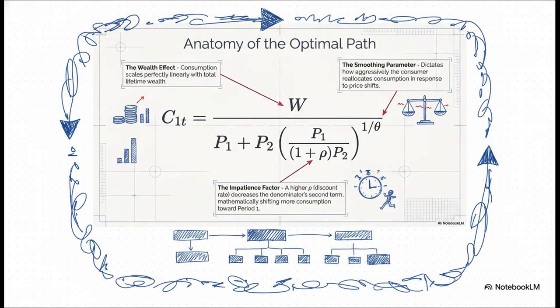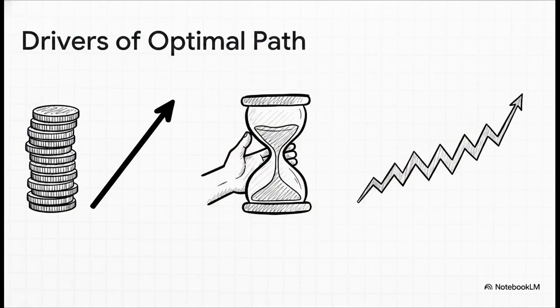Now, what's genuinely fascinating here is how this heavy algebra breaks down into 3 deeply human forces determining our optimal path. It's essentially a perfect map of human behavior translated into math. Let's actually pause for a second to really digest the psychology hidden in these variables. We have 3 main drivers. First, the wealth effect. Wealth dictates the scale, so consumption scales perfectly linearly with your total wealth.